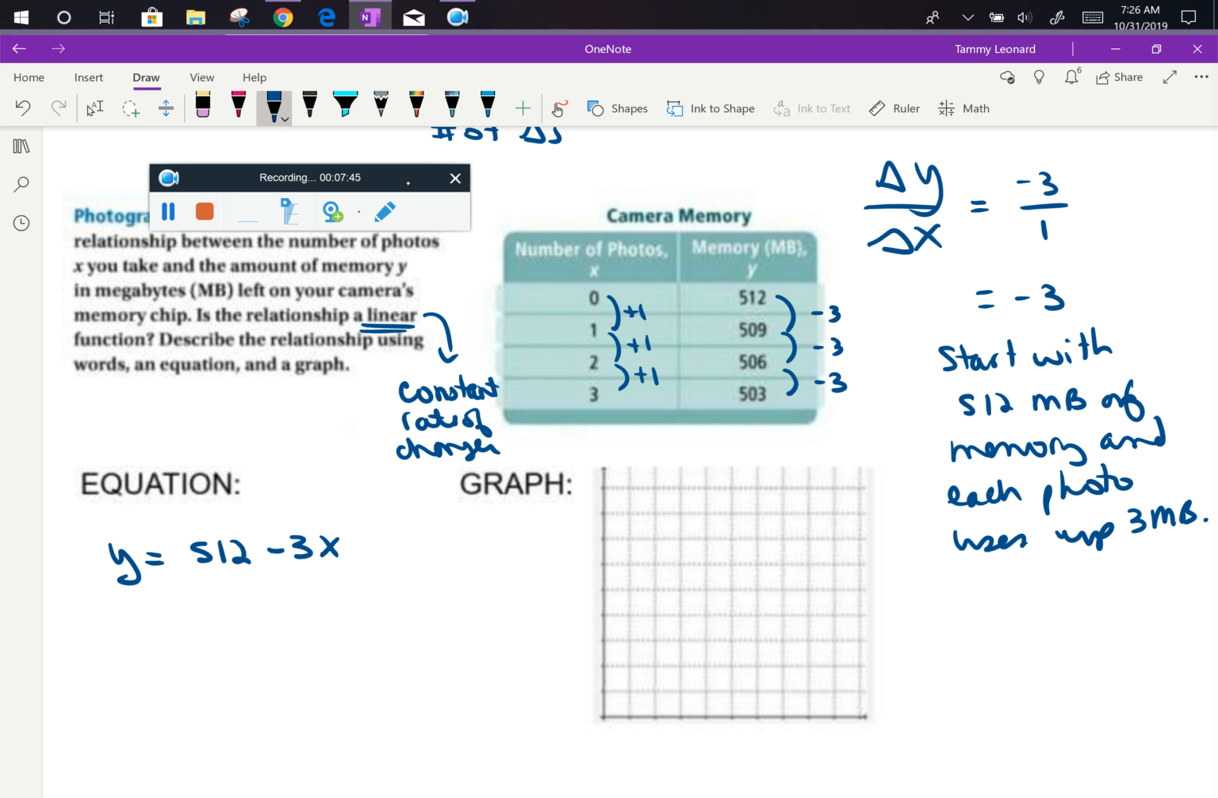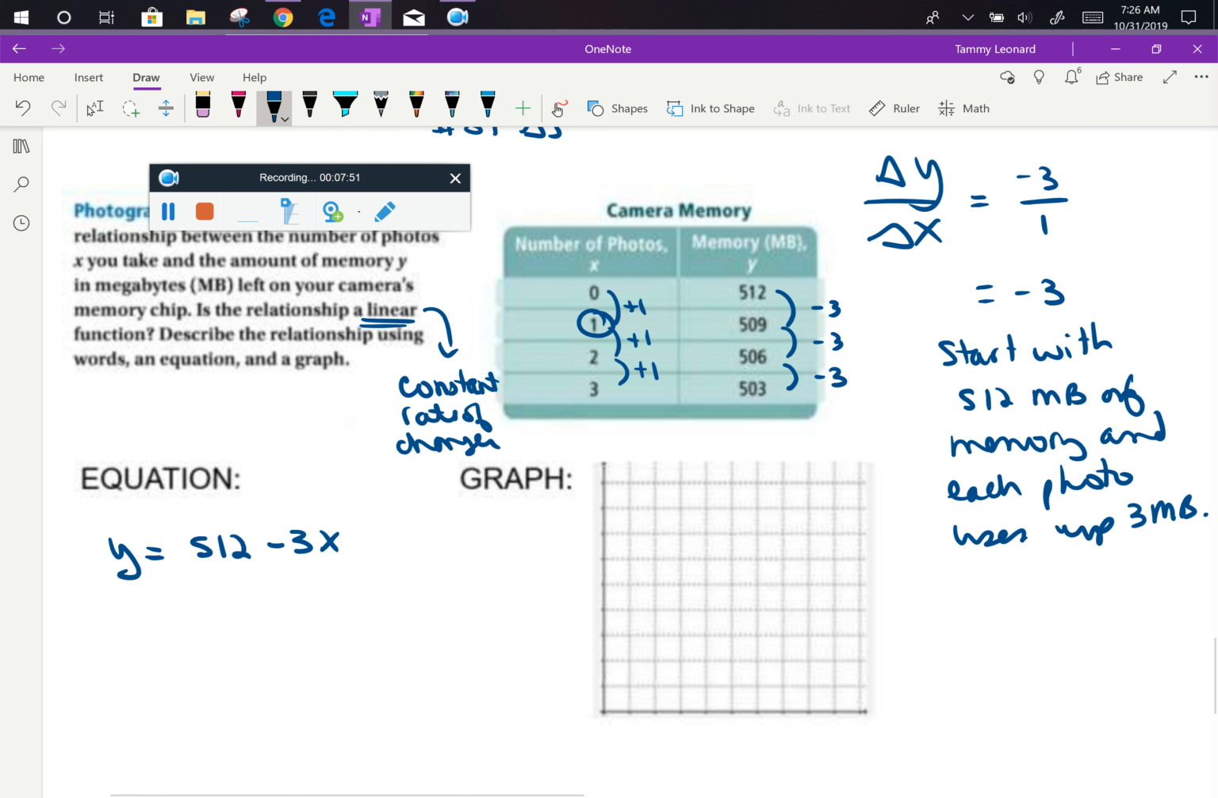So 3 times 0 is just 0. So 512 minus 0 is still 512. But 1 times negative 3 is negative 3. If we add that to 512, we get the 509. So we need to remember that this constant rate of change is going to multiply the number of photos to give us the amount of memory left at any given time.